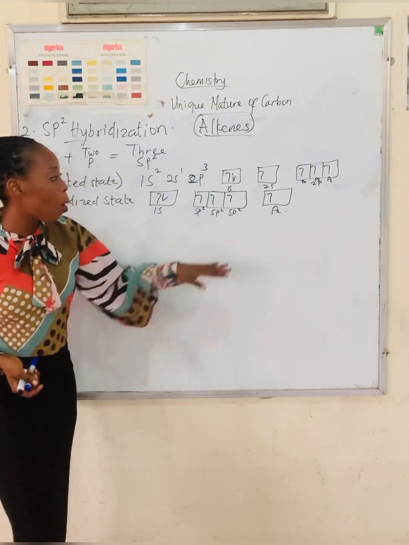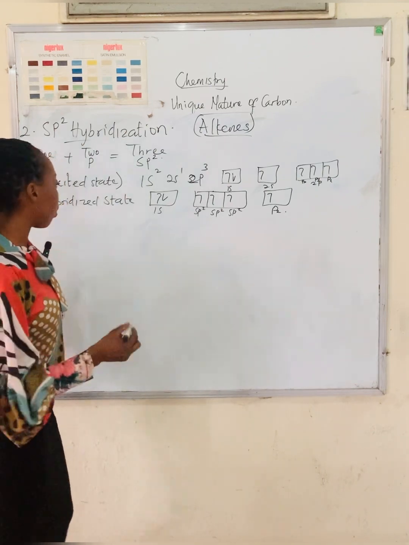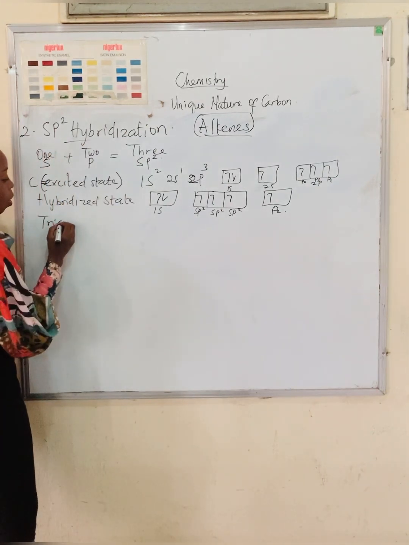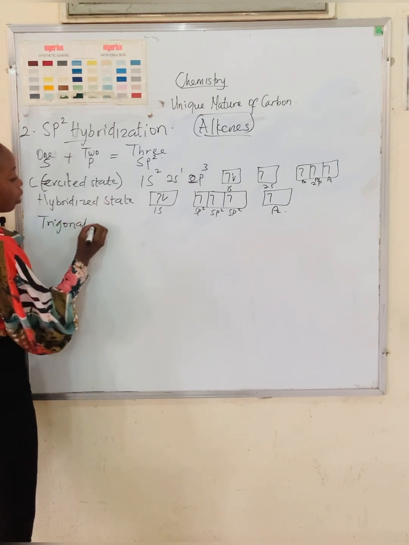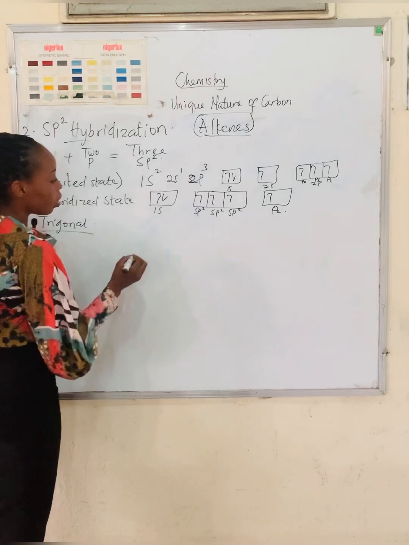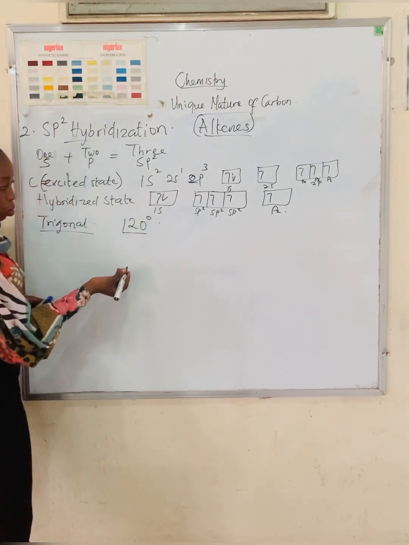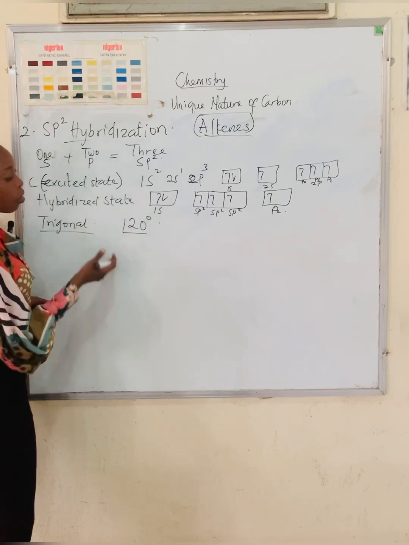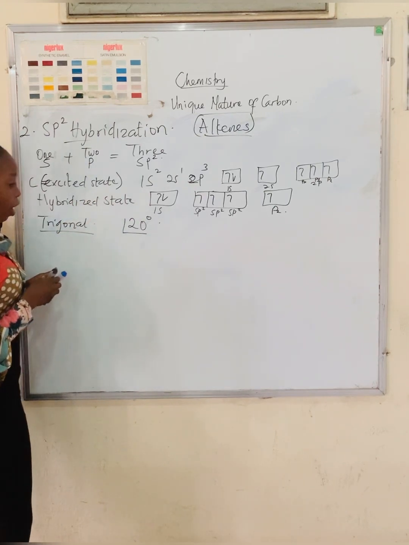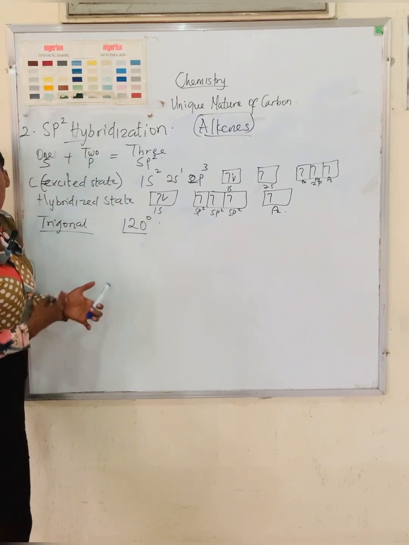All of these orbitals will rearrange themselves and give the shape that is known as trigonal planar. In this case, their shape is trigonal, and the bond angle between them is 120 degrees. So these are the things that you should know. The bond angle is 120 degrees. The shape is trigonal.